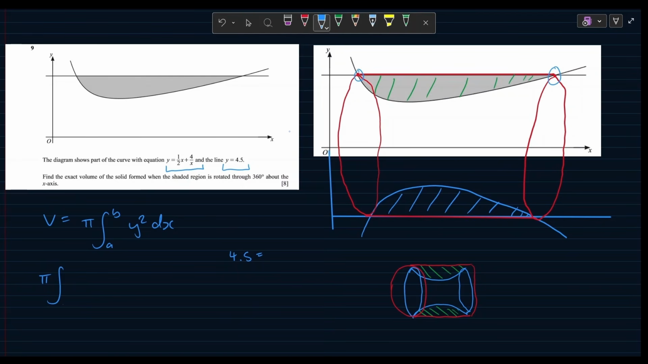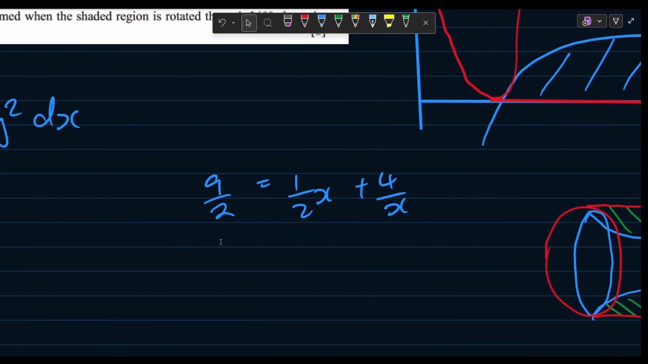So we can quickly equate those two. We've got 4.5 is equal to a half x plus 4 over x, so it's going to be a quadratic. It might take us a bit of time. I don't like having a decimal. 4.5 is the same as 9 over 2. And we're going to multiply through by 2x, because I want to get rid of all the denominators. If I multiply 9 over 2 by 2x, I get 9x. If I multiply 1 over 2x by 2x, the 2's cancel out, and I've got x times x, which is x squared. Then if I multiply 4 over x by 2x, the x's cancel out, and I've got 4 times 2, which is 8.